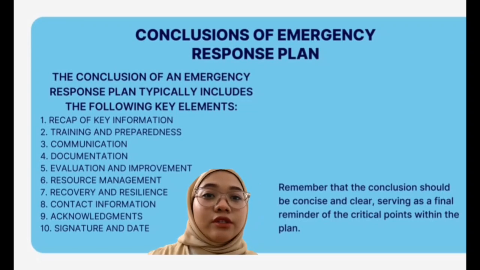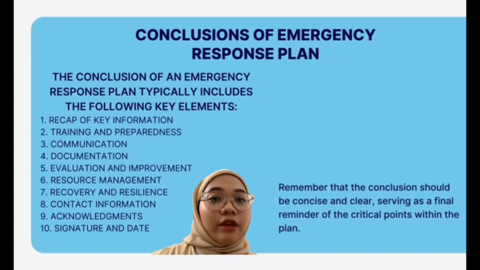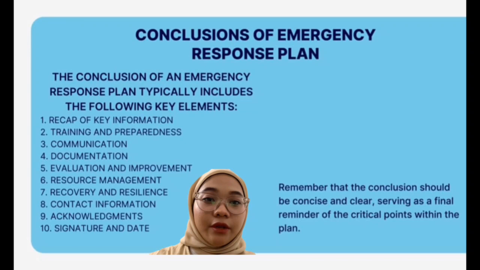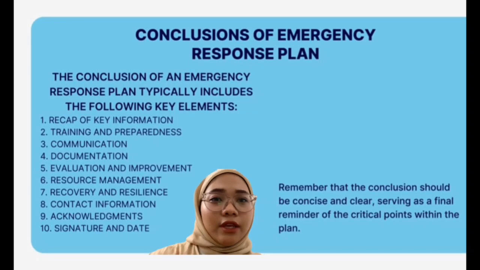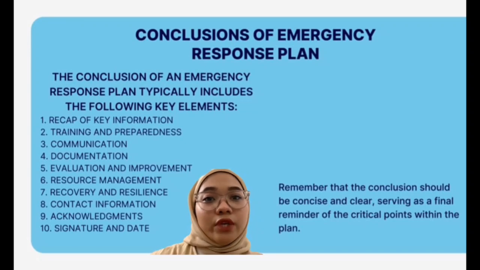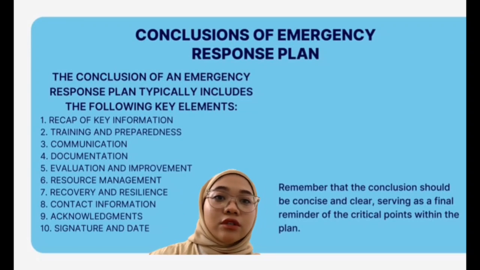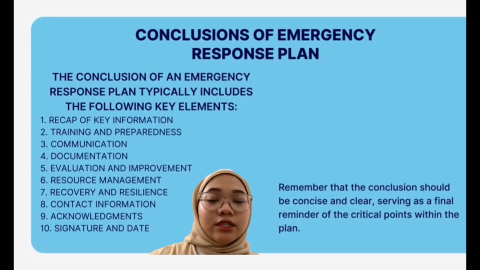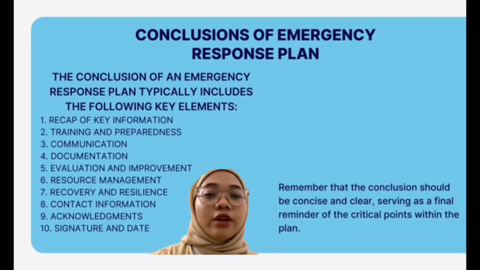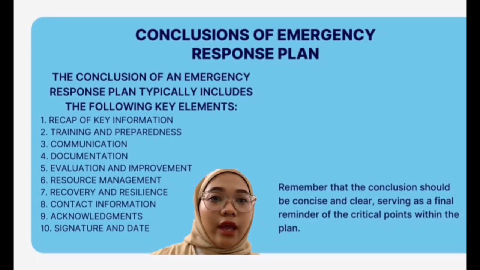Number six, we have resource management. So discuss the proper handling of resources during and after the emergency, including inventory management and restocking procedures. Number seven, we have recovery and resilience. Briefly touch on the transition from response to recovery and resilience building, which may include addressing long-term consequences and mitigation efforts. So number eight, we have contact information. Provide a list of key contacts and resources for further information or assistance, both internally and externally.